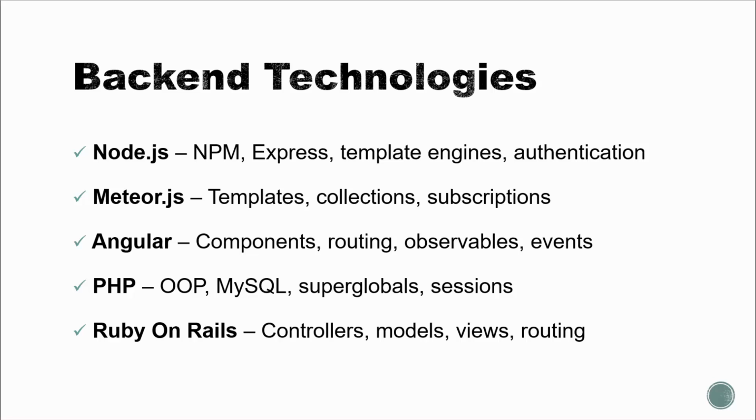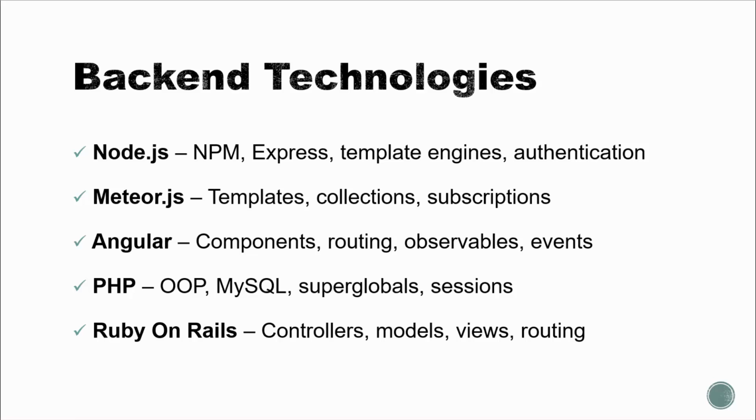For backend technologies, we have Node.js, which is basically JavaScript on the server. We'll talk about NPM, which is Node Package Modules. We can install and use different modules. Express, which is a web framework that we can use with Node. Template engines, such as EJS and Mustache. We'll also build an authentication application using Node.JS, Passport, and some other modules. All right, so we'll be able to log in, register, access control, and all that.